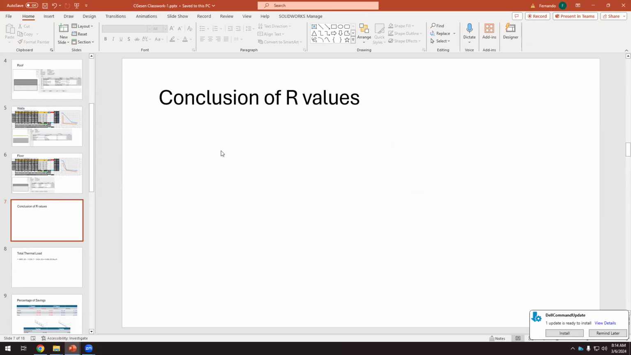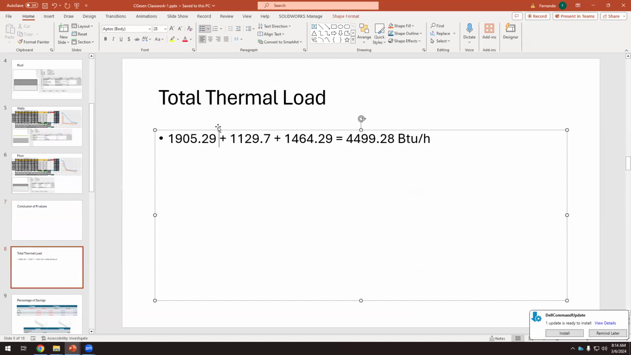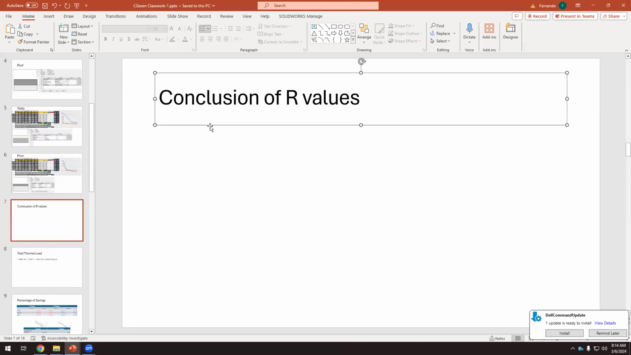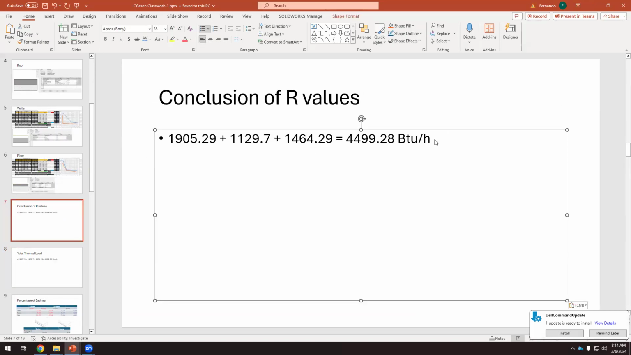So in these conclusions, what's the R value of the wall? The R value of the wall is 49.5. This is less than the benchmark, the R value of a passive house, that is 50. But the conclusion is it's close enough.